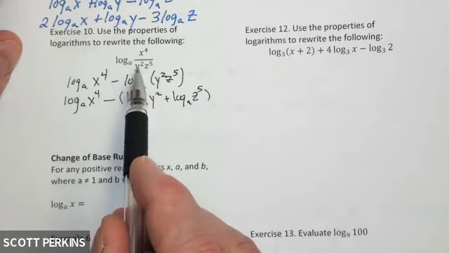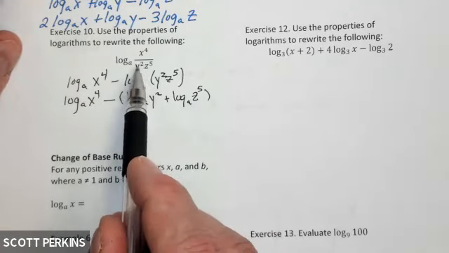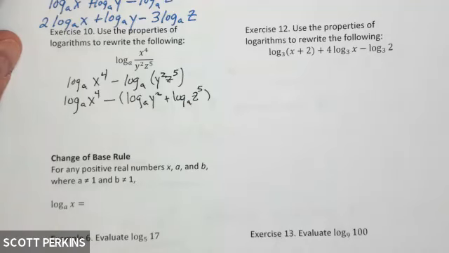You can see that both of these terms here are in the denominator, so that's why they're both going to have a minus sign. And what I'm going to do last is I'm going to distribute that minus sign, and I'm also going to apply the power rule at the same time.